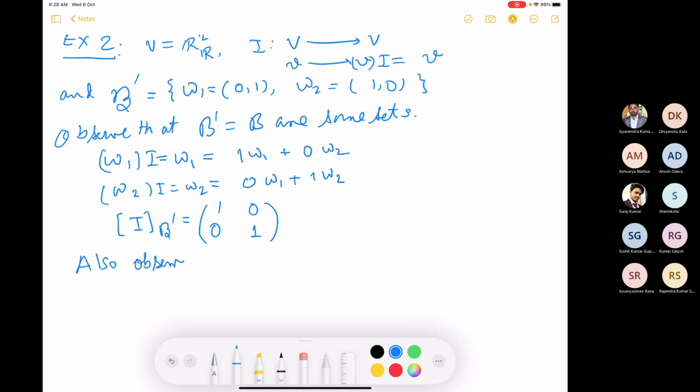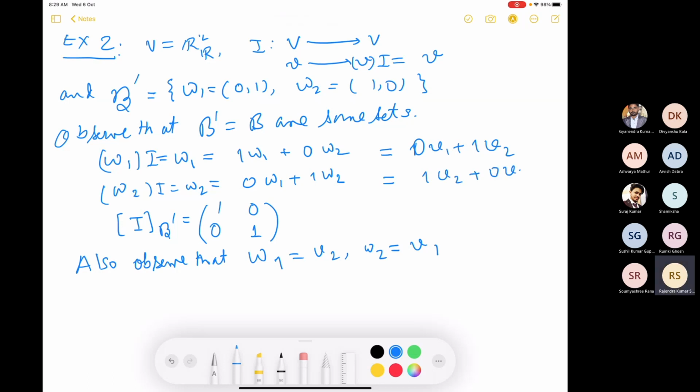Also observe that this W1 is V2, W2 is V1. So if you write this as the linear combination in terms of V1 and V2, then this W1 will become V2. So this will be in terms of, if you want to see, 1 V2 and 0 V1. So this will be 0 V1, this 1 V2, and this will be 1 V1 plus 0 V2.